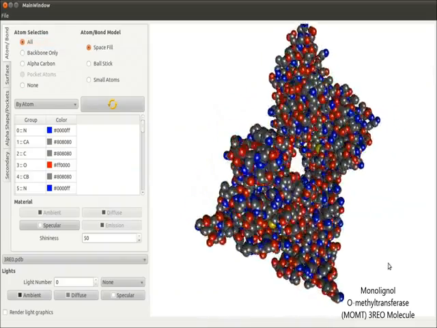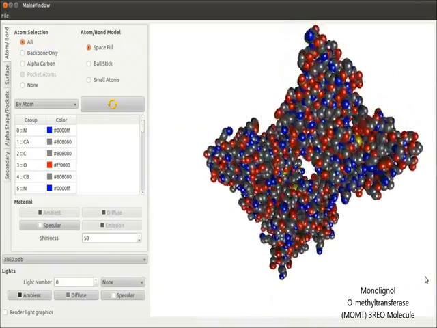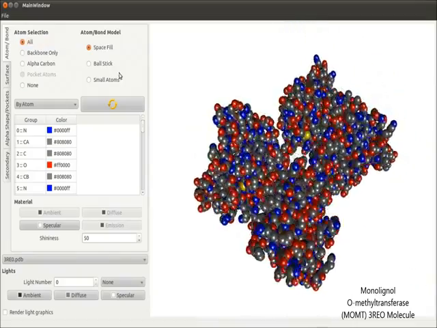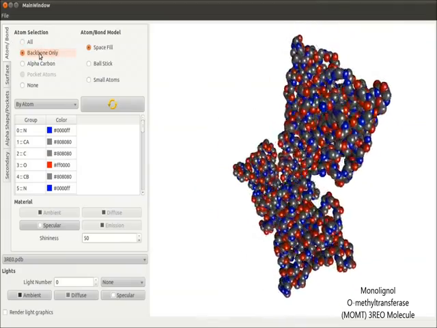The Spacefill model is a common representation of primary structure of molecules where atoms are represented as spheres with radii set to their van der Waals radius.